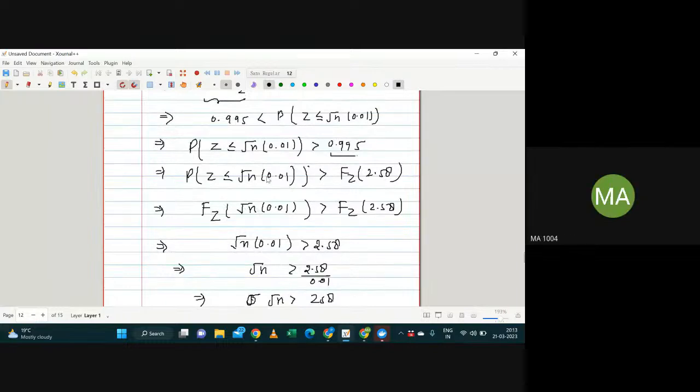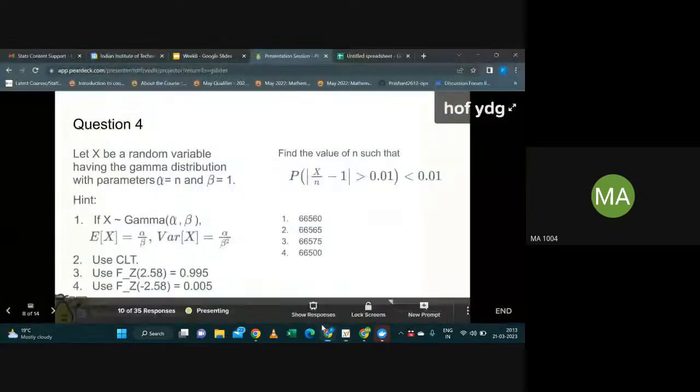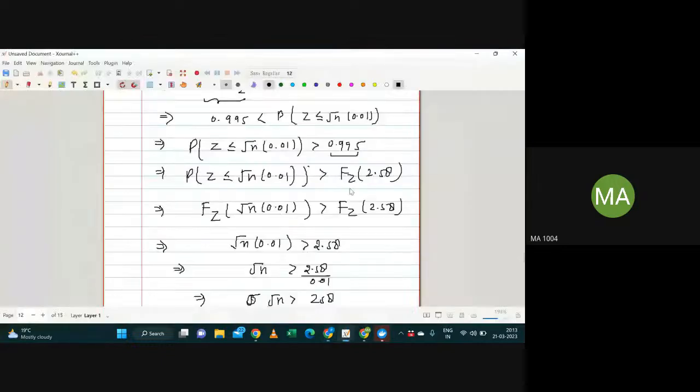See, 0.995 is given in the question. 0.995 means Φ inverse is 2.58, right? Yes, sir. So Φ inverse is 2.58. We find the left side, square root of n times 0.01, and Φ inverse 2.58. So can I say this thing is same as this thing?